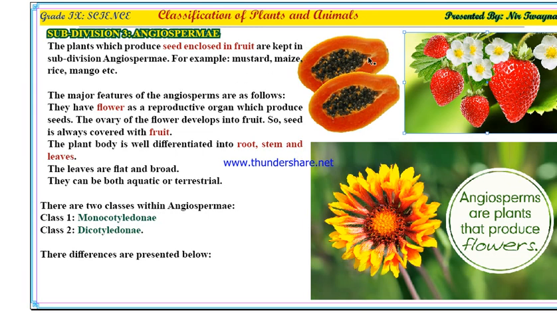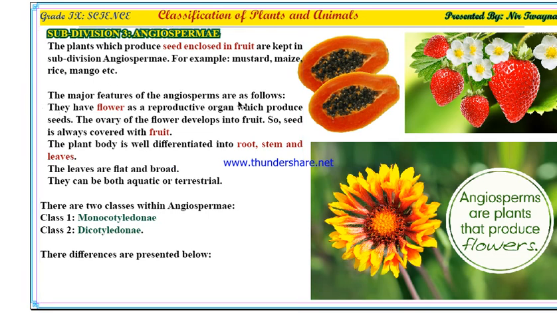Basically, what produces fruit? The fruits are produced by flowers. Remember, if there are flowers, then the flowers will ultimately develop into fruit. Some fruits can be eaten, some fruits cannot be eaten, but nonetheless they are fruit. Fruits are developed by flowers. So these plants, which produce seed enclosed in fruit, are flowering plants. Angiosperms are flowering plants. The plants which produce seed enclosed in fruit are kept in subdivision Angiosperma, for example, mustard, maize, rice, mango, etc.